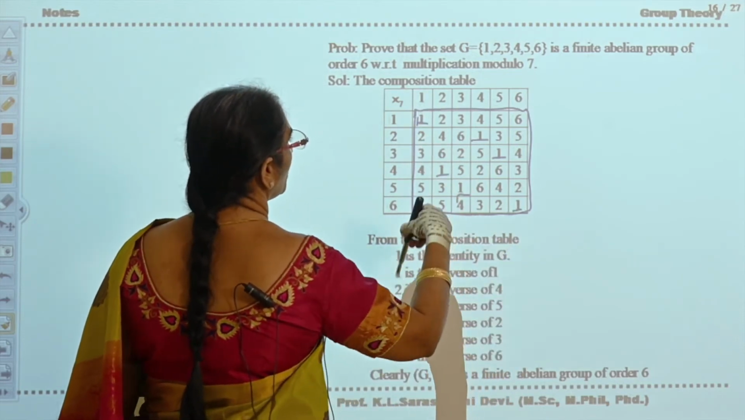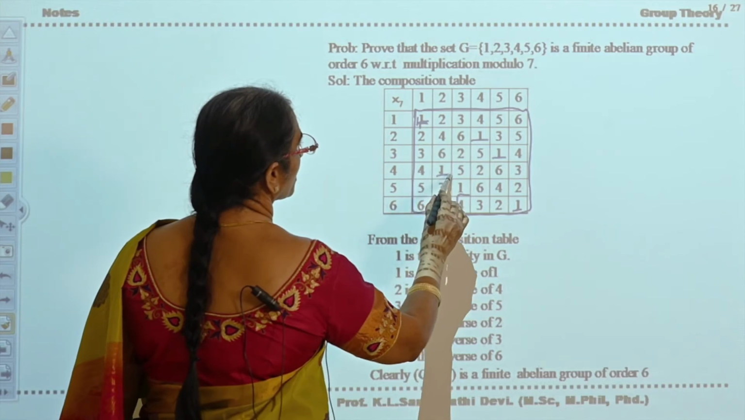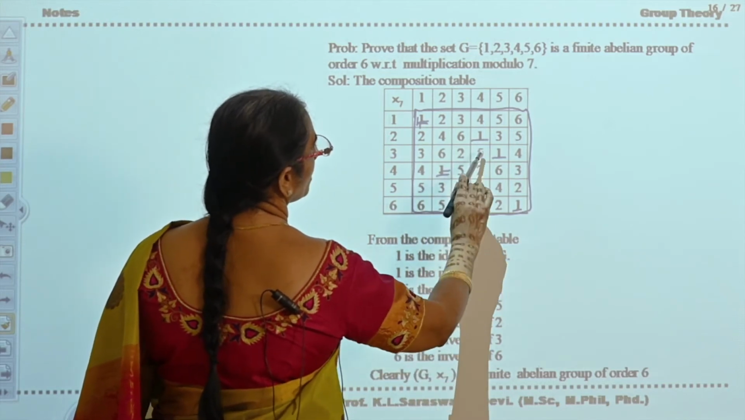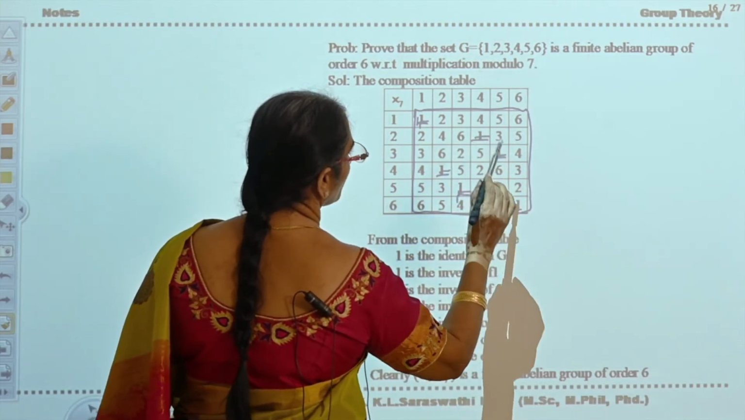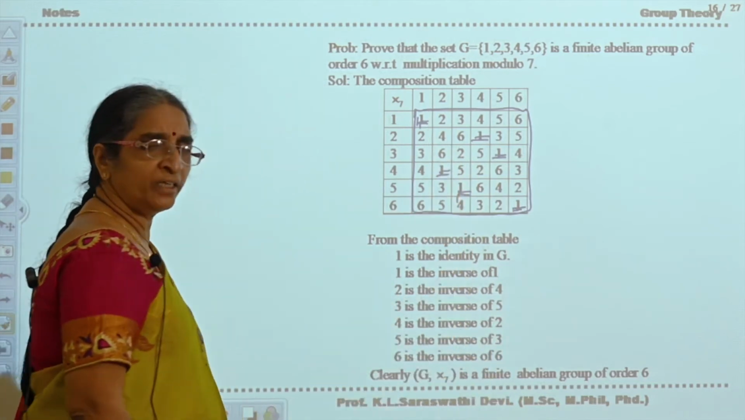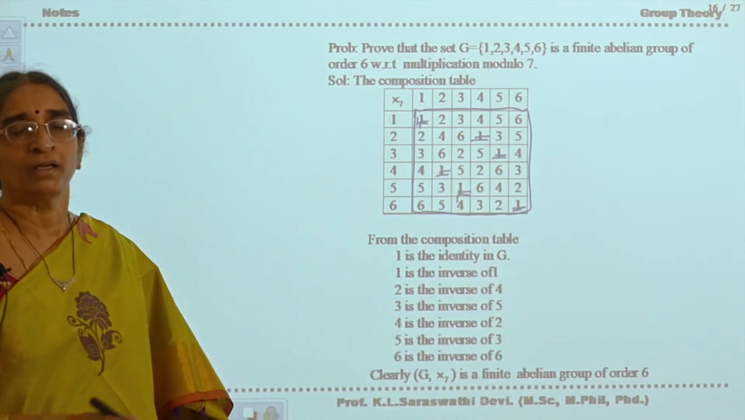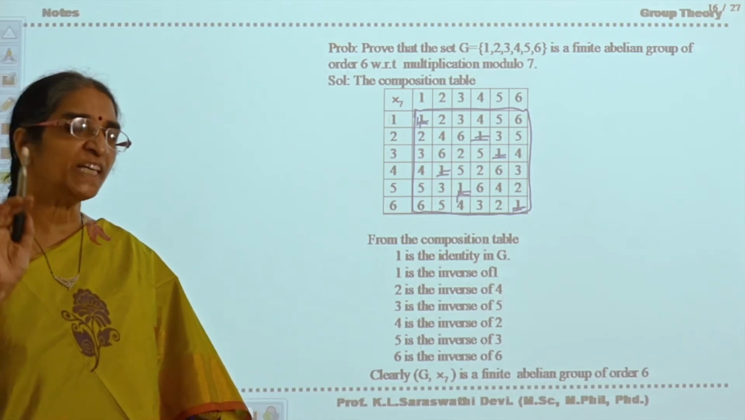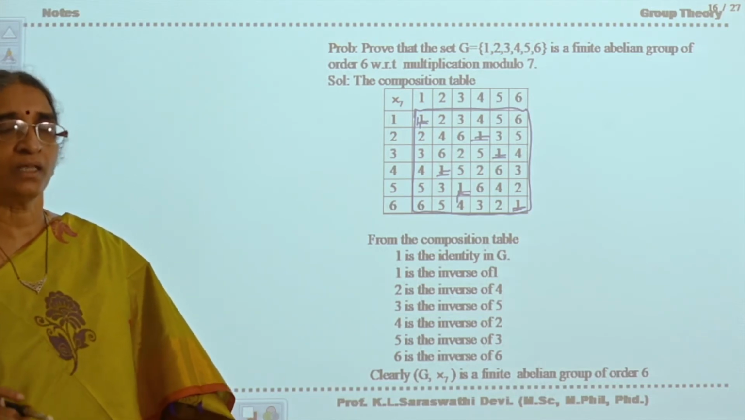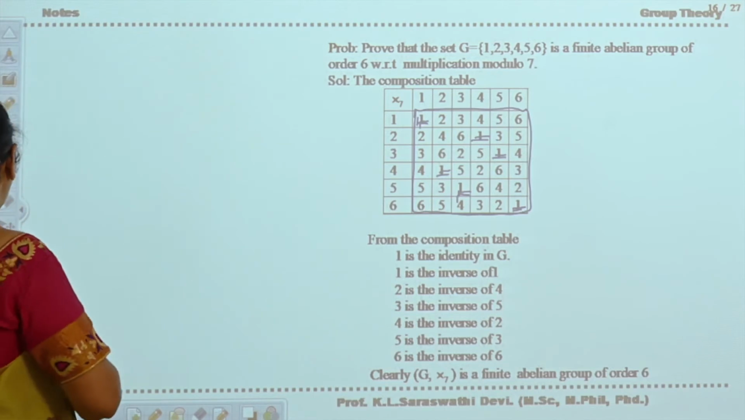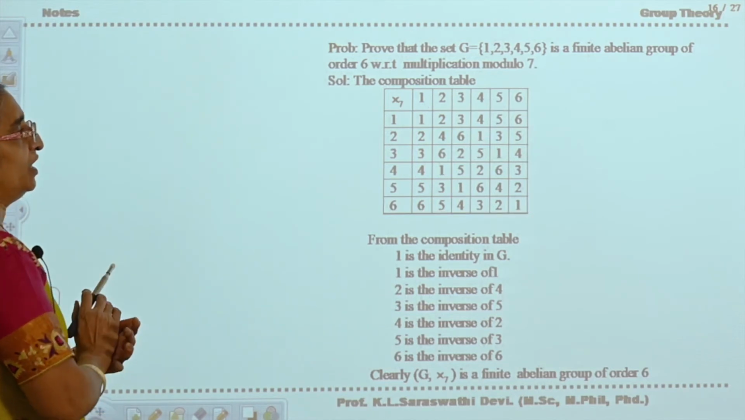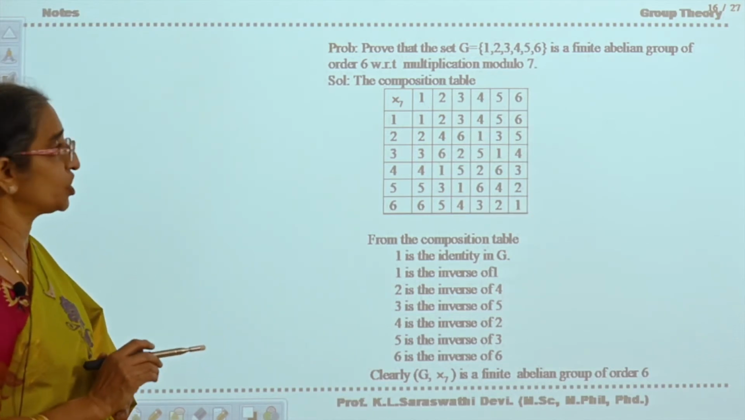Each column: first column 1, second column 1, third column 1, fourth column 1, fifth column 1, sixth column 1. All the rows and columns contain the identity element 1. Therefore, there exists a unique identity in the set. That is also okay. After that, you have to see the inverse for each element.